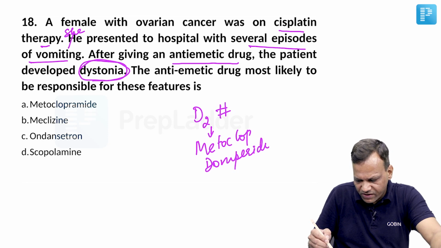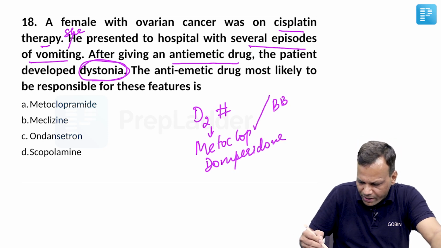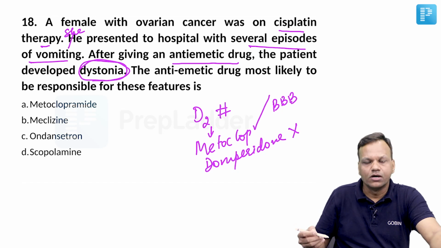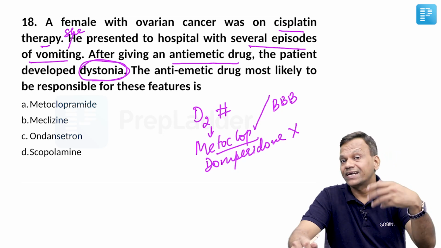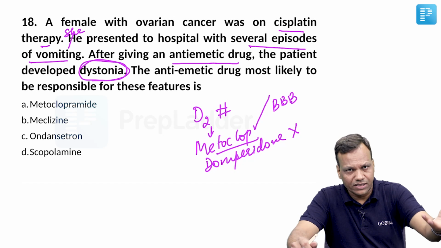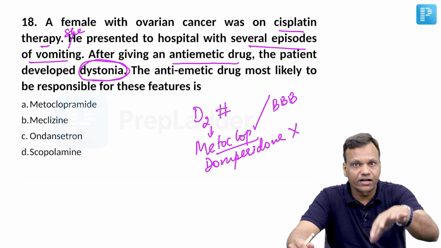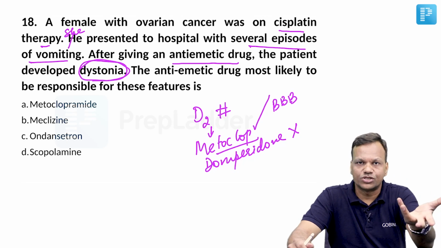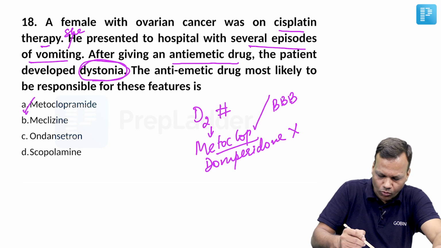And what is the difference between metoclopramide and domperidone? Metoclopramide can cross the blood-brain barrier, whereas domperidone cannot. So metoclopramide can enter the brain, block D2 receptor, and that can lead to dystonias. So this is the repeat question. I think last year also this was asked. In that question it was asked like an intern gave a drug which led to dystonia. So here directly dystonia is given. So repeat question, answer is metoclopramide.